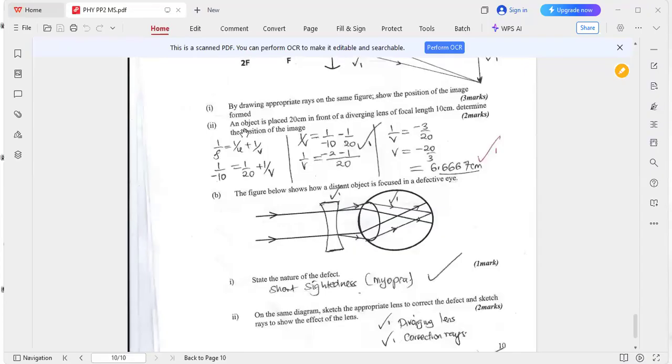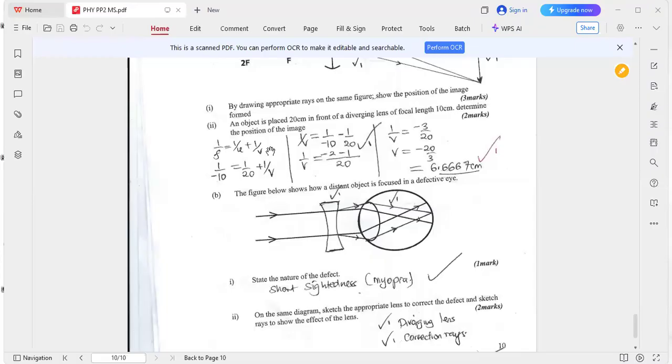Now here we have a question. An object is placed 20 centimeters in front of a diverging lens of focal length 10 centimeters. Determine the position of the image. Before you do any calculation or substitution, think about what is virtual, because this question tests whether you understand that real is positive. For example, this is a diverging lens. A diverging lens has a virtual principal focus. So the focal length is virtual. This 10 is minus.